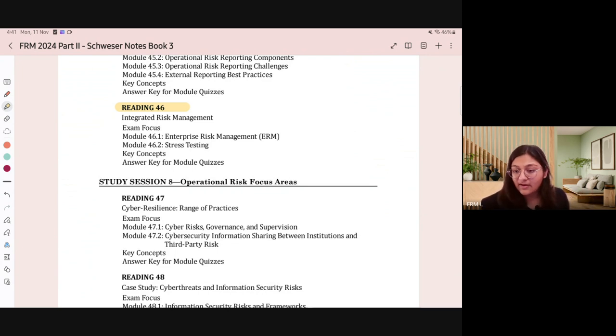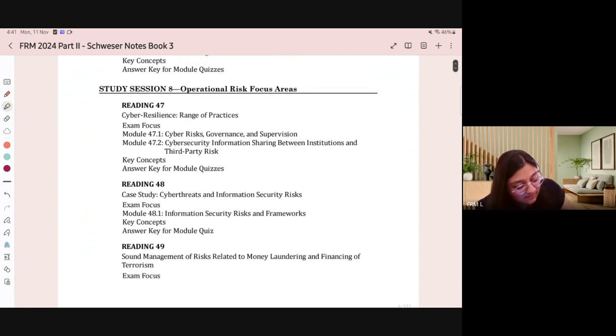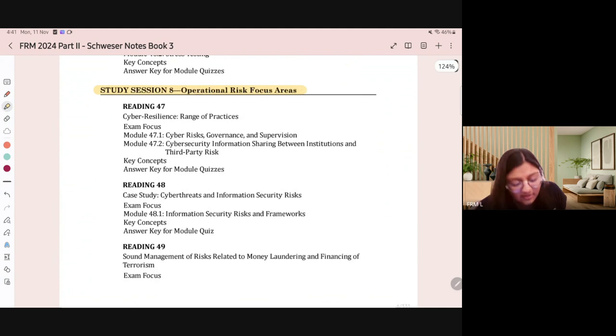And how should we keep a proper ERM in our company? This is a very important chapter, so you need to do it properly. Now, study session 8. It is very small. Like, it is not a small portion.